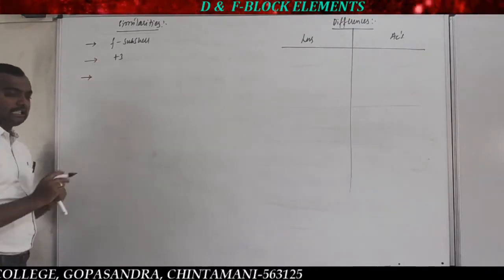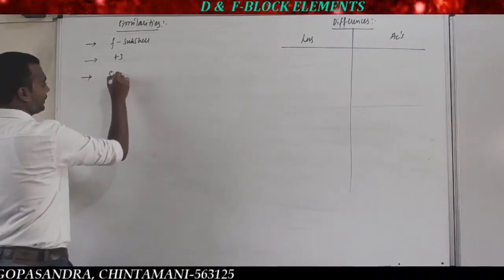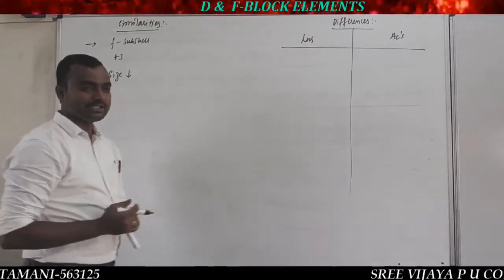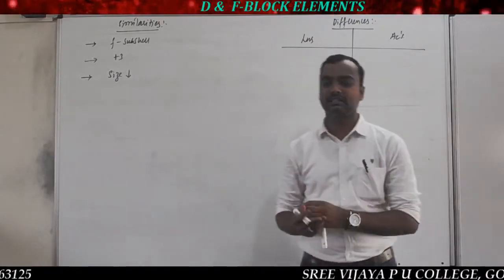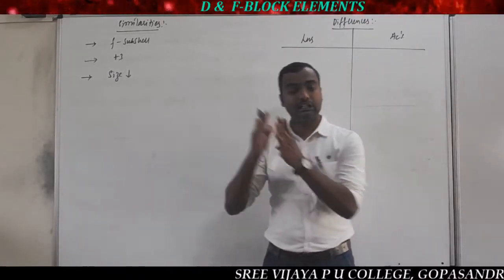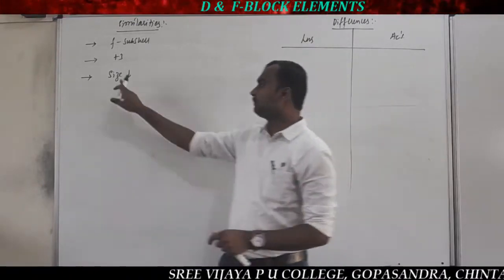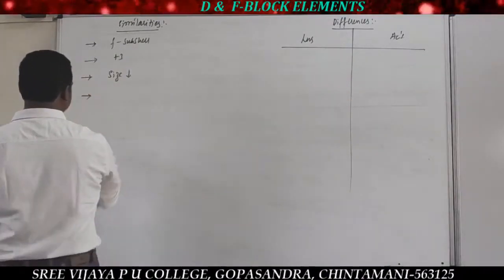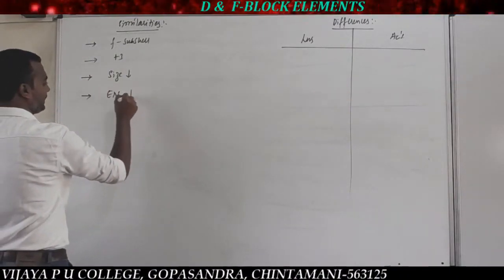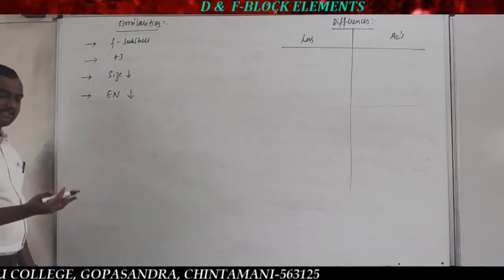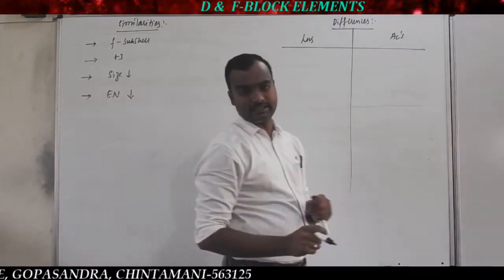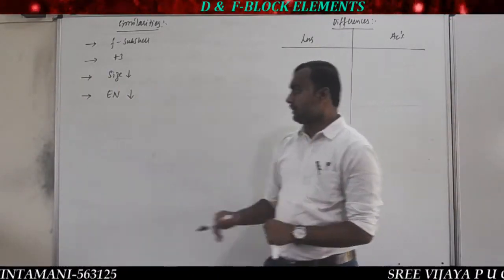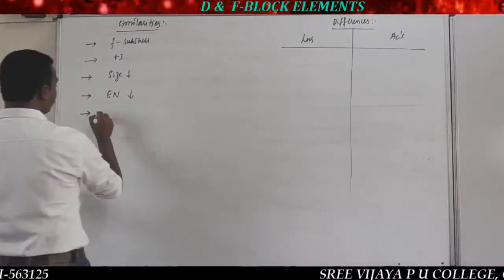And again one more similarity: in both cases, ionic size decreases across the series. One is called the lanthanide contraction and another is called the actinide contraction. In both series the size decreases. That is a similarity. And one more similarity: electronegativity is low. Both actinides and lanthanides are metals, and being metals they are electropositive, so in both cases electronegativity is very low. Next one is nitrates and sulfates.